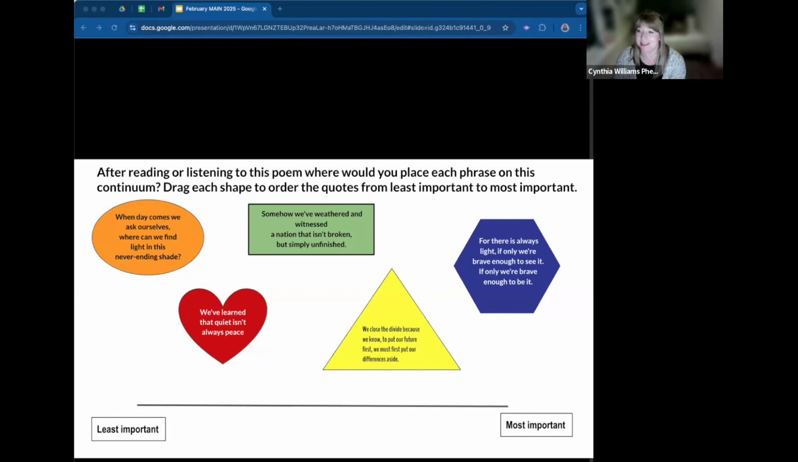Would anybody like to share out either what they picked as their least important or what they picked as their most important quote? Well, my most important on there is the yellow triangle. So we close the divide because we know to put our future first, we must first put our differences aside. Thanks, Christy. And why was that? What about that made you feel connected to it, or feel like that was the most important?